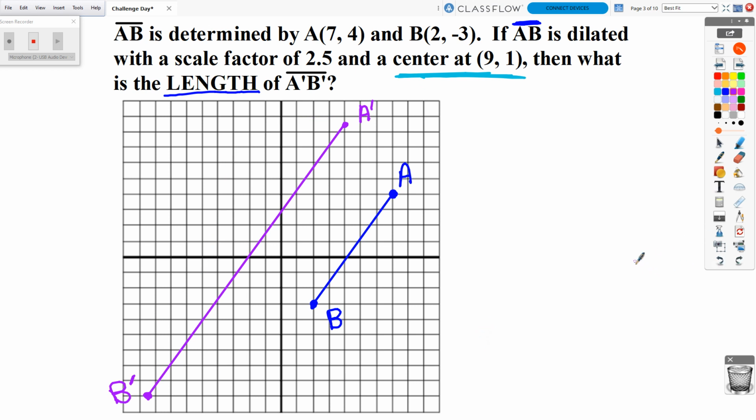And some of you might be going, man, I feel like we did that, like, I don't know, back at the beginning of the year? And yeah, we did, right? We figured out what the length was between 2 points.